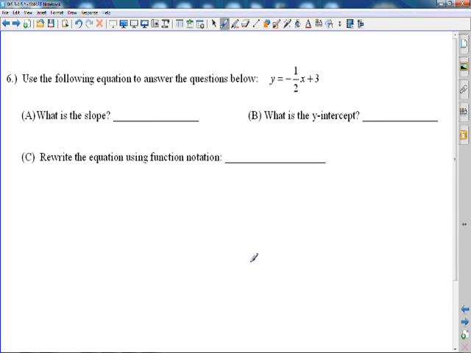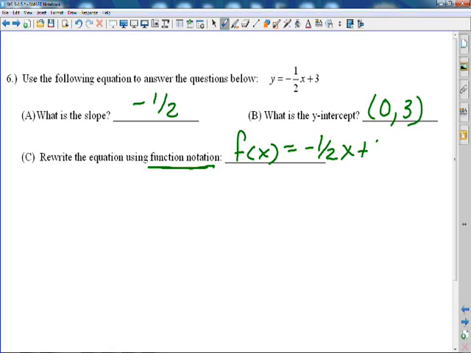Here's the next one. See if you can answer this question. All right, the slope for this one is negative 1/2. The y-intercept is (0, 3). Write it using function notation. F of x equals negative 1/2 x plus 3.